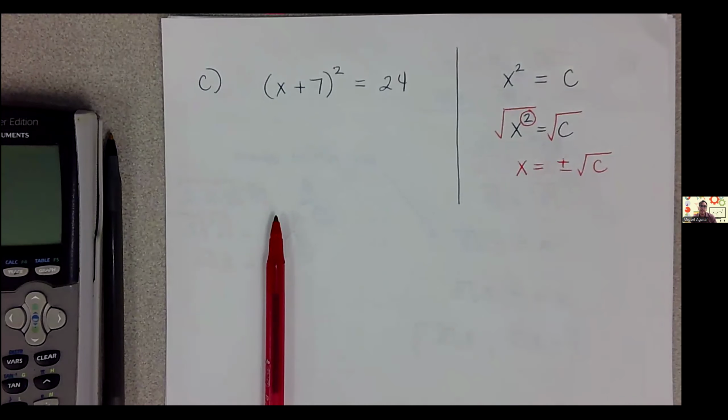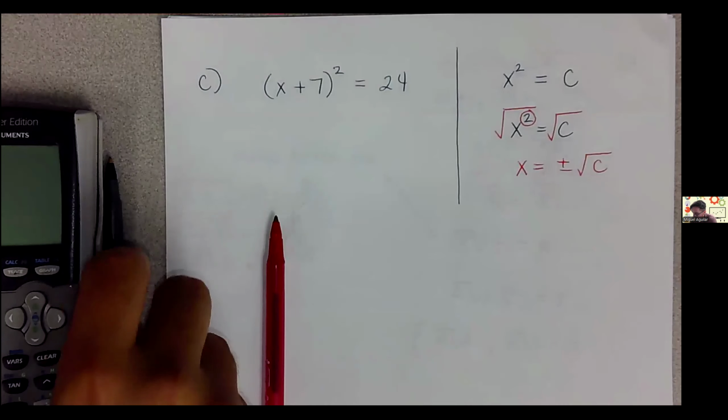Just like solving linear equations, where you are comfortable adding something to both sides or subtracting something from both sides, sometimes multiplying or dividing both sides, square root is a function or an operation that we can apply to both sides of the equation. As long as we introduce that plus or minus symbol, we should be safe.